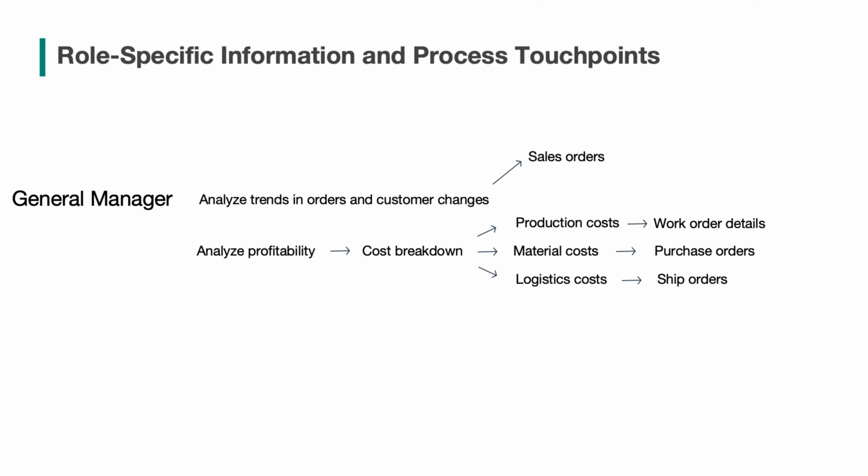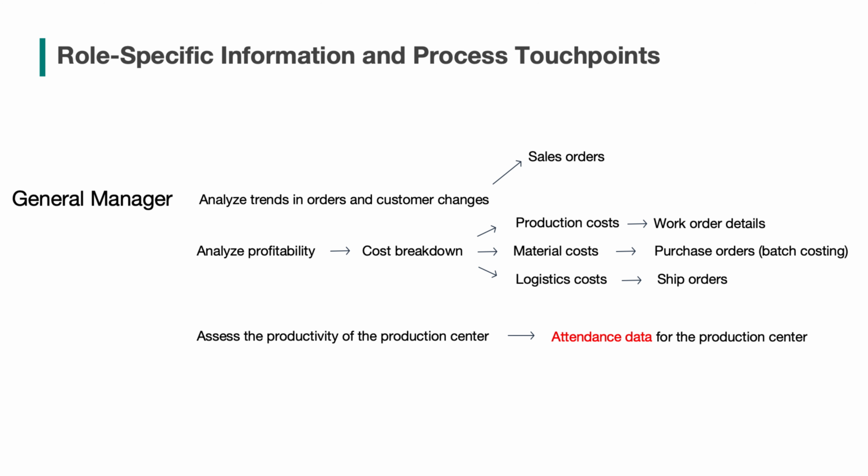As shown, the general manager may want to analyze order trends as well as profitability. Both of these analyses rely on the foundational data managed by operational users, such as sales orders, work order details, purchase orders, and ship orders, so no additional data objects need to be introduced. However, the managerial perspective may reveal gaps in the existing data architecture. For example, if the general manager wishes to assess processing center productivity, attendance data needs to be integrated. As for the costing context, it should be noted that in this example, Pudu uses batch costing, linking meal production costs directly to ingredient procurement batches, simplifying financial reconciliation.